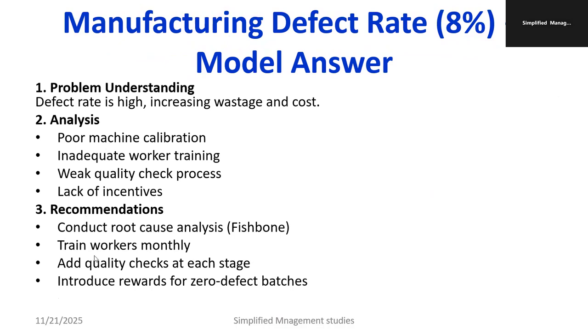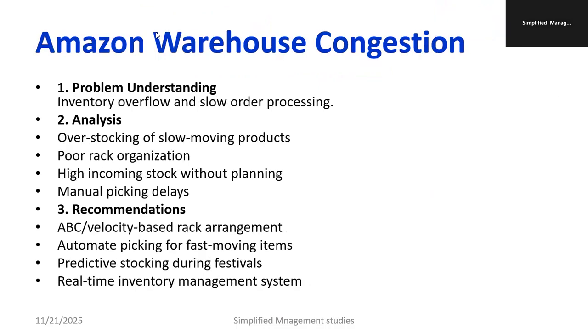What could be the recommendations? Conduct root cause analysis. I mean, you can go for a fishbone analysis. Then train the workers thoroughly. That is very important. Add quality checks at each stage of the process. Introduce rewards for zero-defect batches. It will give employees motivation so that people will not waste any amount or resources. Okay, so these are the important things regarding another case study, manufacturing defect rate reduction.